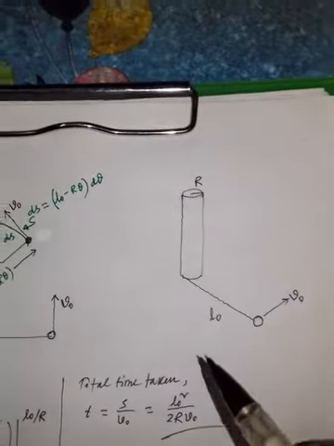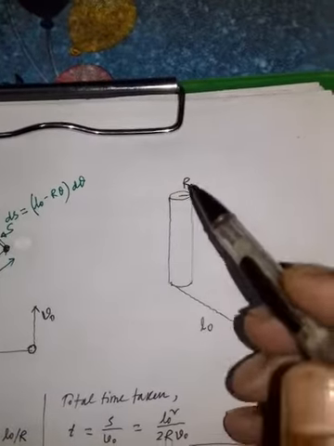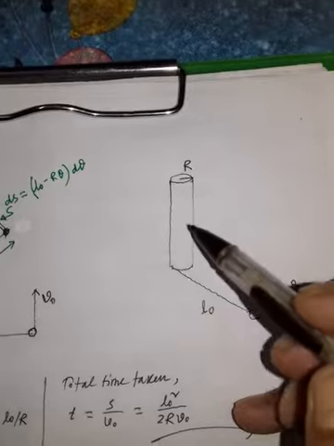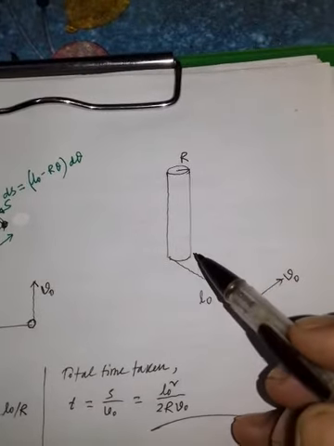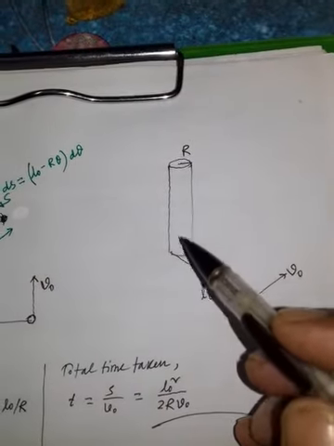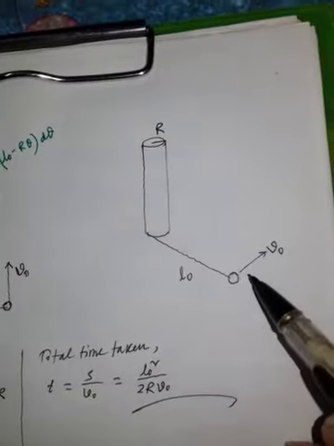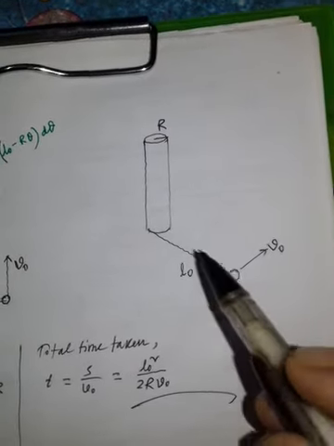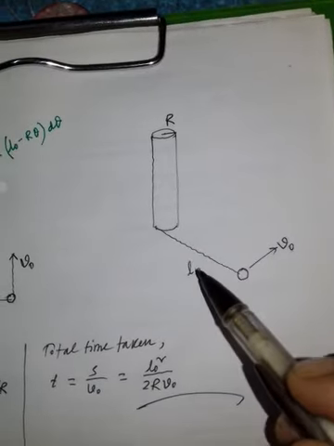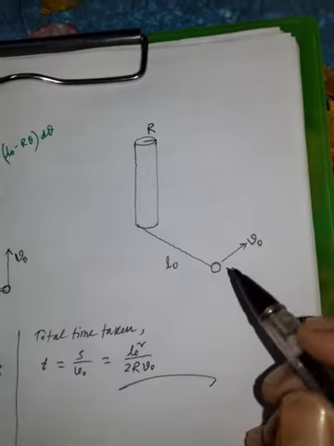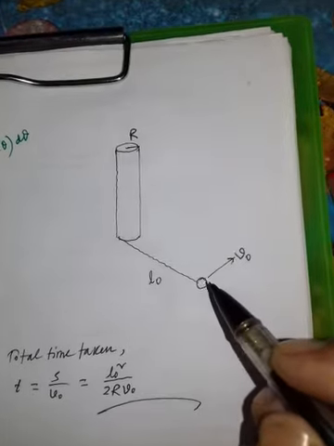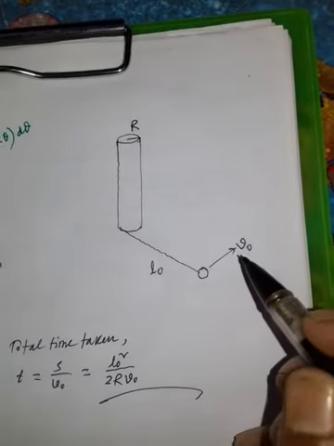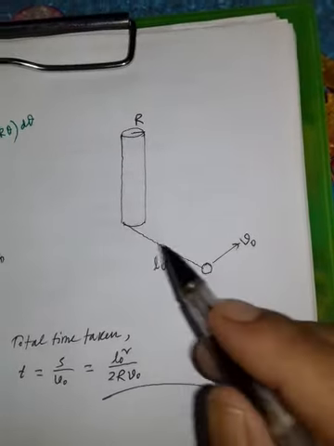Hello friends, in this problem, this is an upright cylinder of radius r rigidly placed on a horizontal plane, and this is a disc tied to the base of the cylinder by a string of length L0. Initially, this disc is given a velocity V0 perpendicular to the thread.